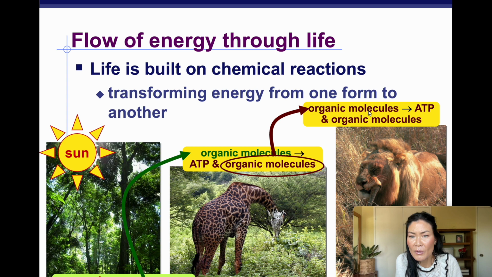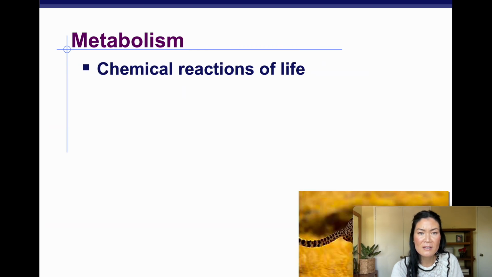So those organic molecules are going to be used to make ATP, and then also the lion has to grow and develop. So it's going to be making organic molecules itself. It's going to make carbohydrates, lipids, proteins, and nucleic acids.